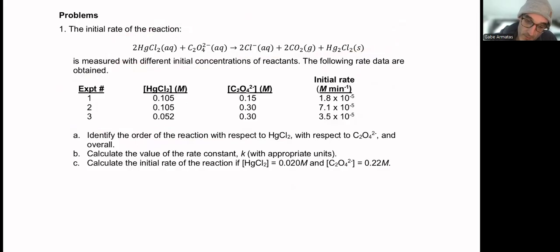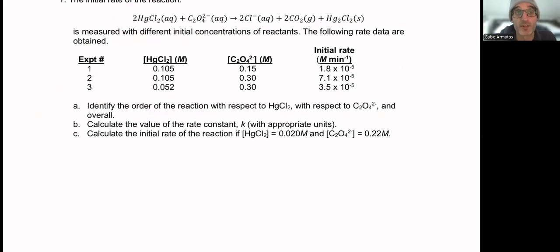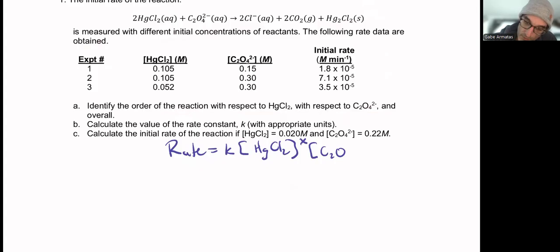Before we proceed, we are going to go with the generic rate law for this reaction. Rate is equal to k times the concentration of reactant 1, mercury chloride, raised to some value, we'll just call it x, that's the order of reaction, times the concentration of the oxalate, C2O4 2 minus, raised to the y. So we just need to solve for x and y. In order to do that, we are going to take these reactions, look at how they compare to one another, and plug these in.